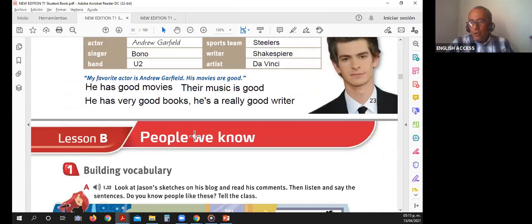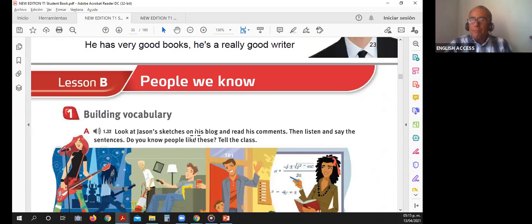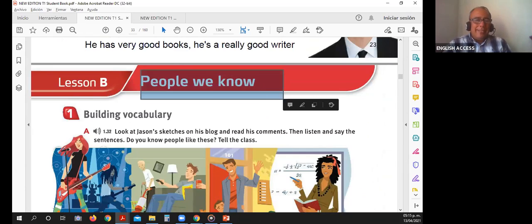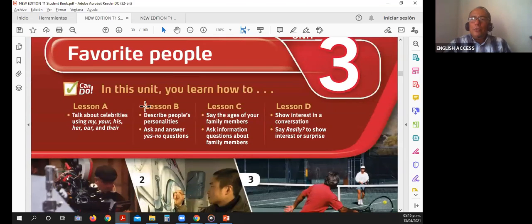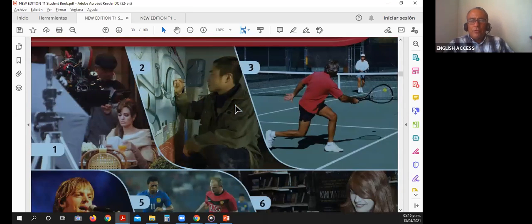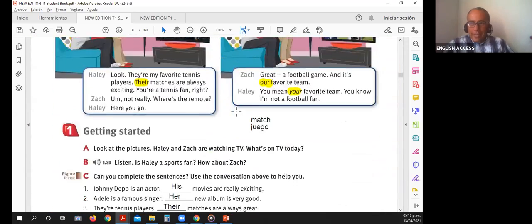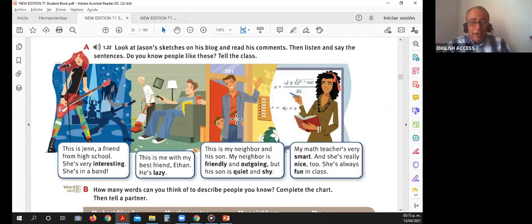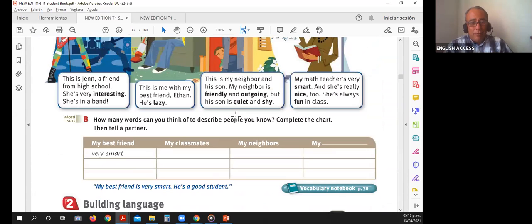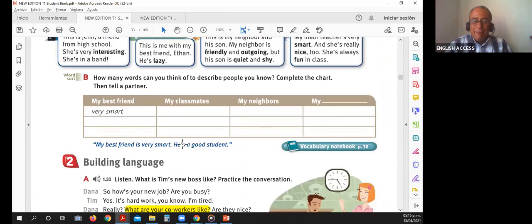Today, we are going to go for the next lesson, lesson B, people we know. In this lesson, we are going to learn a little bit about how to describe people's personalities and also review how to ask and answer yes/no questions. This is the lesson for today. If we don't cover this today, we can cover it tomorrow. But let me say that the exam is at the door. Ya se acerca el examen. Let me show you that it's a 50 questions exam.